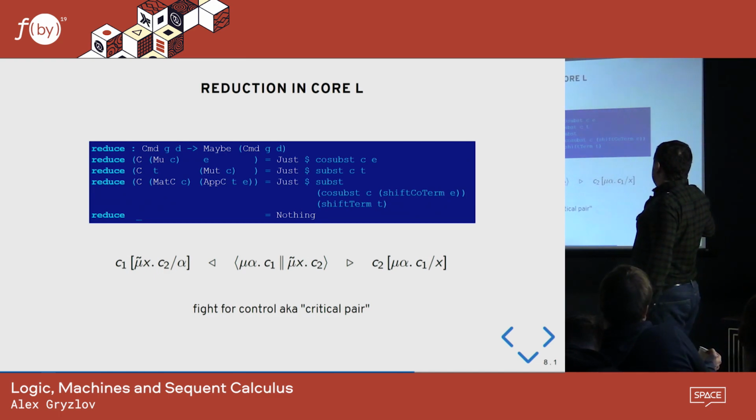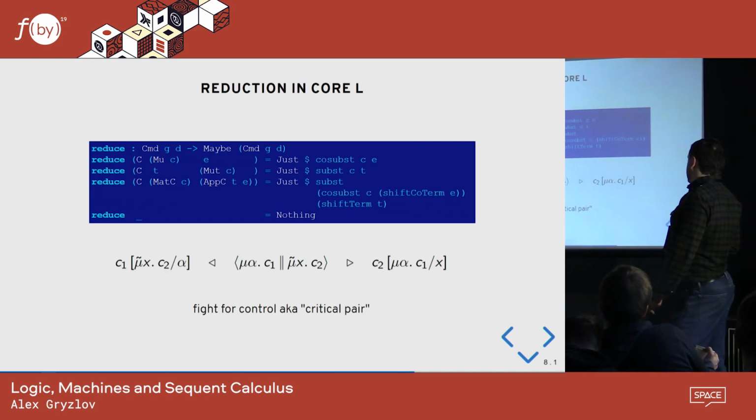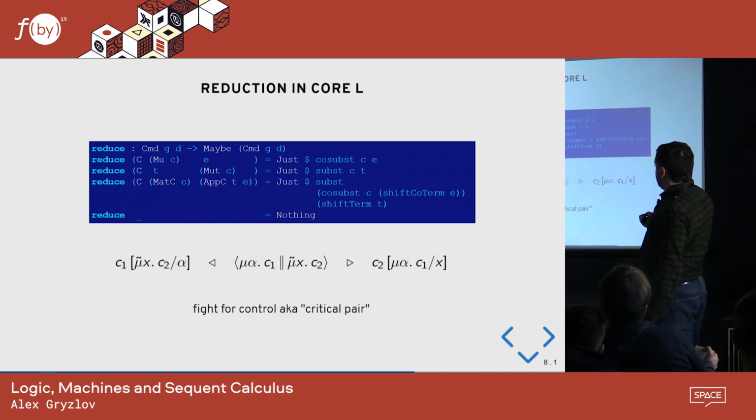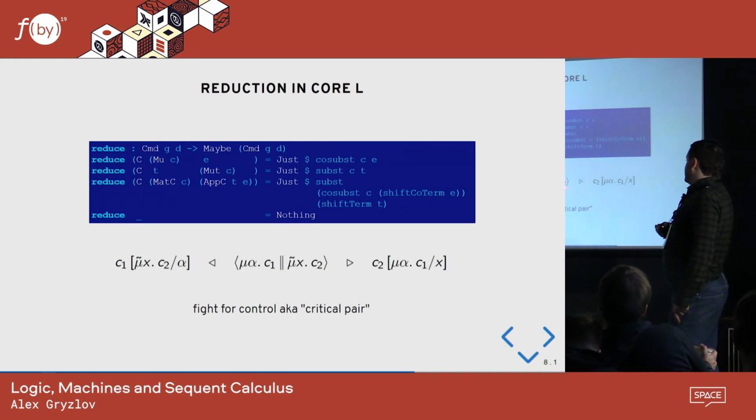But if you do this naively, then you have a problem. What if you happen to have a term that has mu on the right and mu tilde on the left? Sorry, the other way around. Then you would have some kind of a fight for control. Both things are active and they pull in their own direction. It's also called the critical pair. Basically, this corresponds to the idea that we have not defined a reduction strategy.